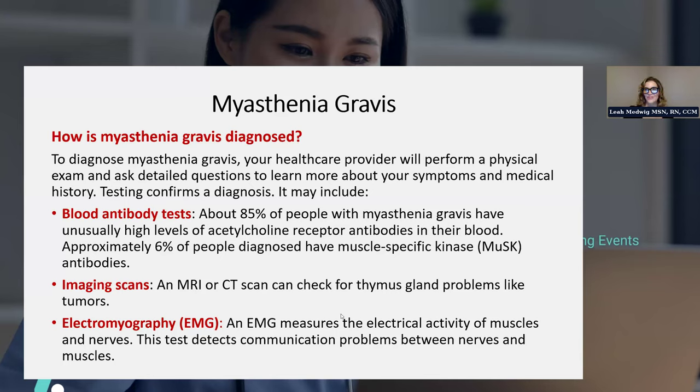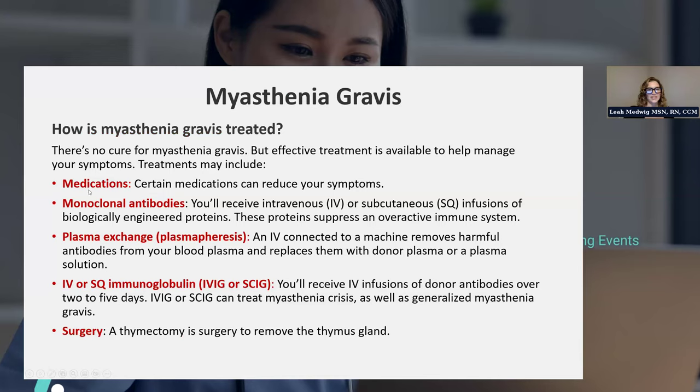So the majority of our participants, 63%, believe that medication is the correct treatment for this patient. As we said before, there's no cure for it, but effective treatment is available to help manage the symptoms. So we are giving medications. The majority of you did say that, yes, medications for sure can reduce symptoms, monoclonal antibodies.